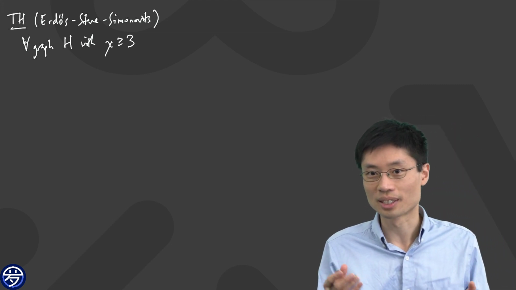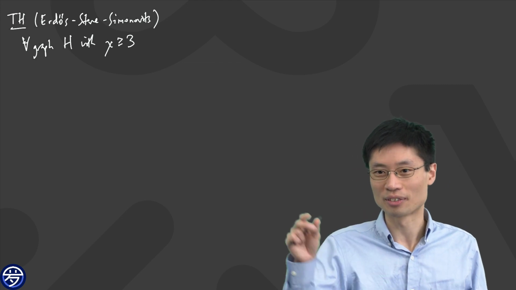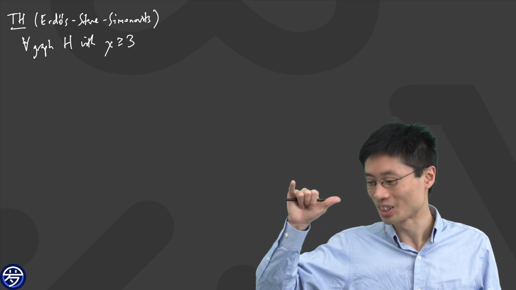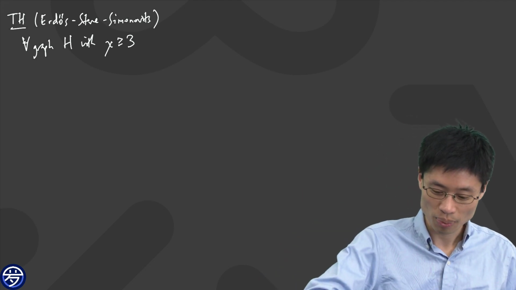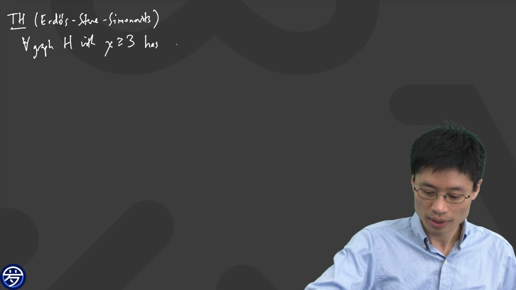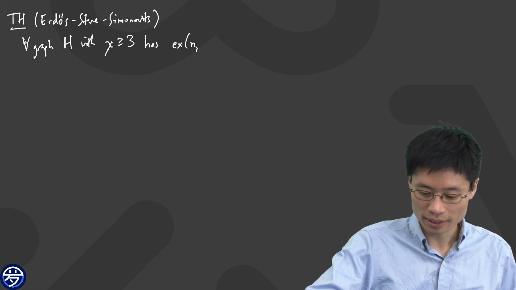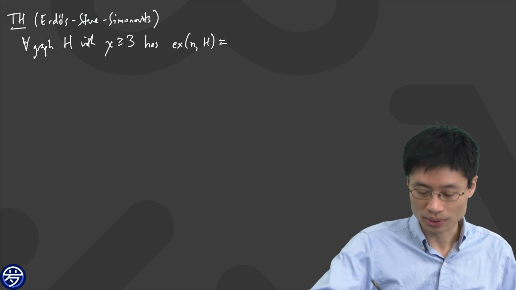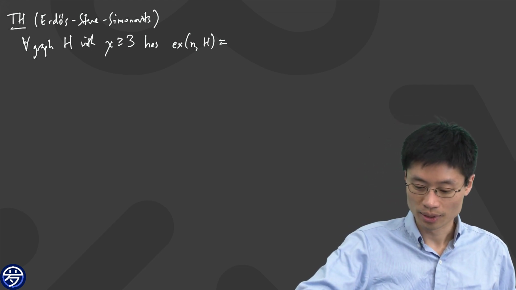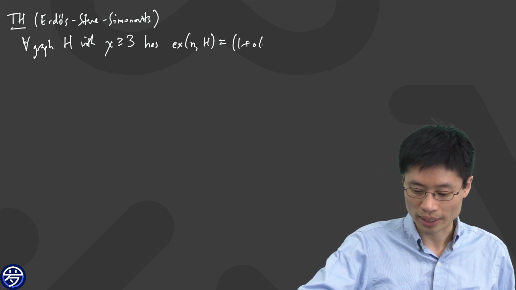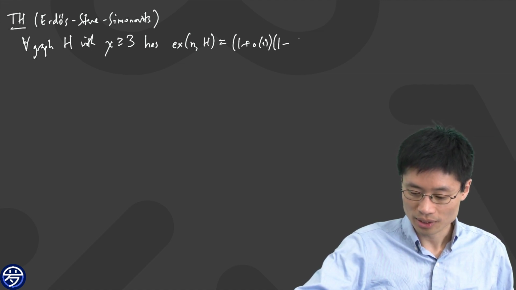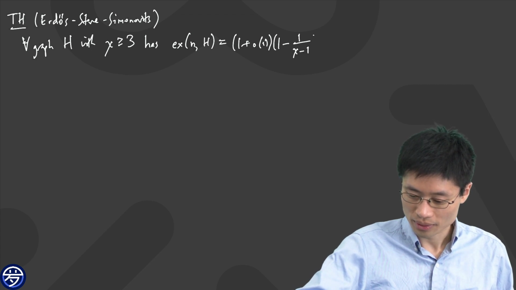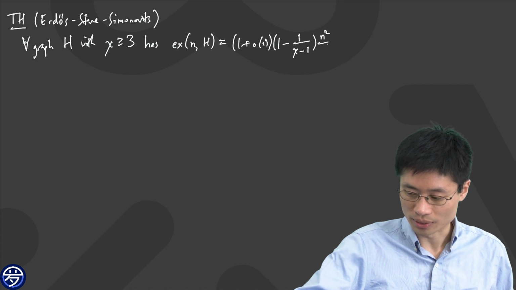The chromatic number is the minimum number of colors you need, so you give every vertex a color, and you never have an edge which has the same color vertices on both sides. So for every such graph, the extremal number ex(n, H) is equal to, I'll write it asymptotically, (1 + o(1)) times (1 - 1/(χ - 1)) times n squared over 2.